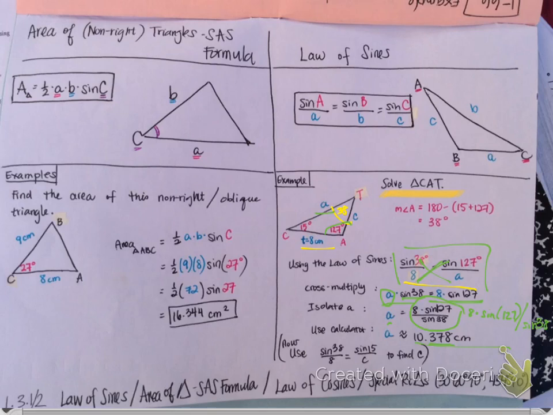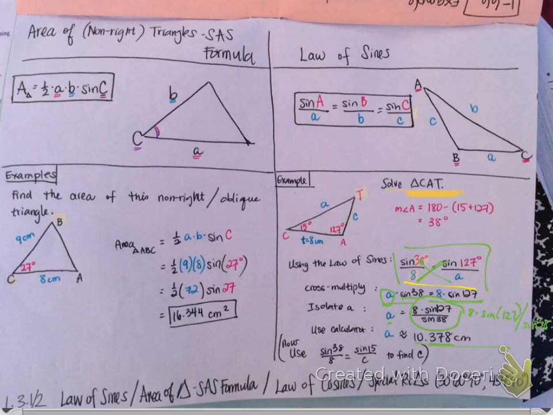And since we're finding a side, the units should be not centimeters squared, just centimeters, and so that's our A. So we found this side is 10.378. Okay, and now the only thing that's missing is side C, and I didn't do the problem, but you can just use a different ratio to find side C.